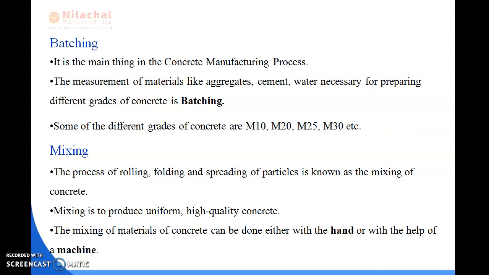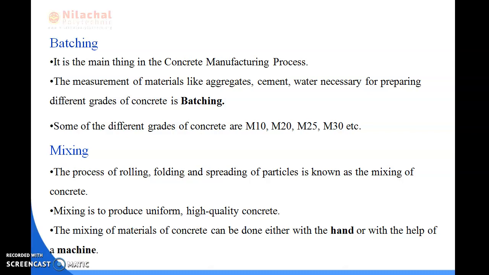As I have already told, batching is one of the main processes in concrete manufacturing. Before mixing all the materials with each other, we first have to measure all the materials, that is aggregates, cement and water, necessary for preparing the different grades of concrete. This is known as the batching process. Some of the different grades of concrete are M20, 25, 30, 35, 40, 80. So we first measure all the materials, and after that we mix it.